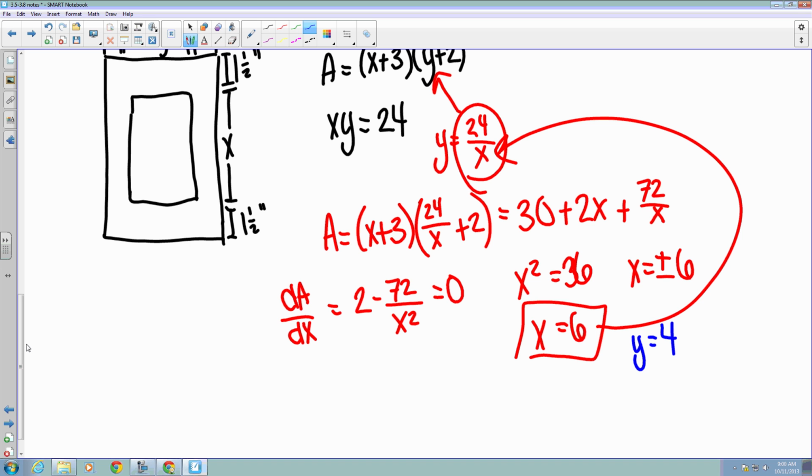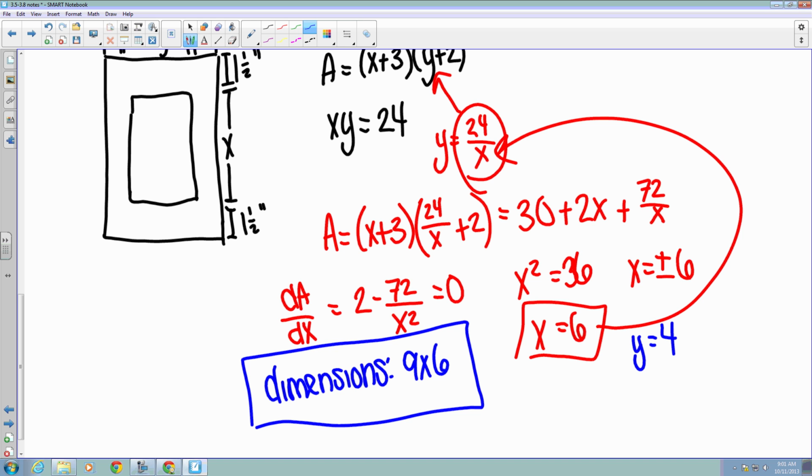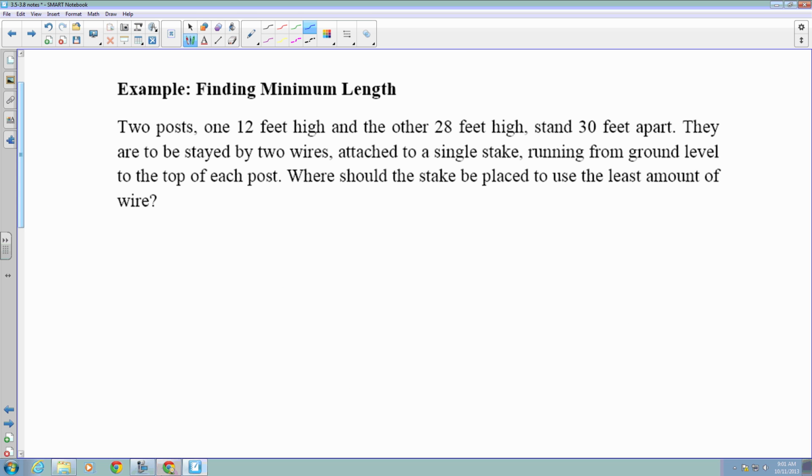What should the dimensions of the page be? We have to add in those margins. So the dimensions are 9 by 6, because we add 3 onto the x value and 2 onto the y value. We'll finish the second half in the second video.